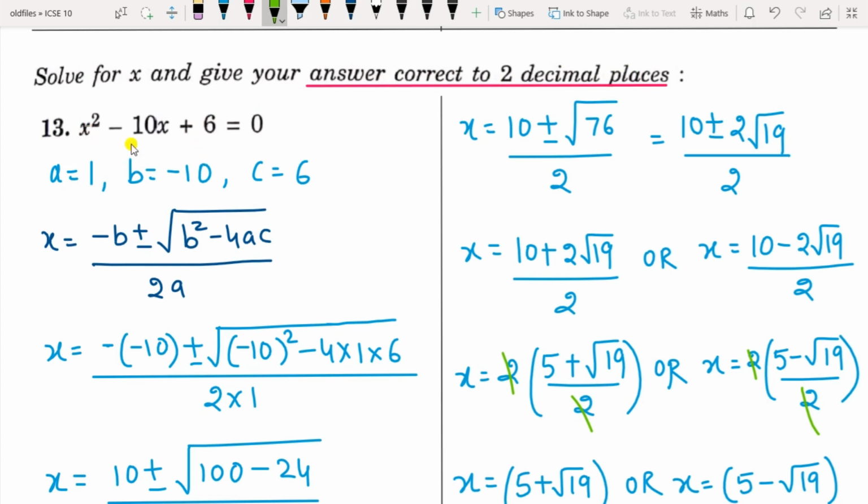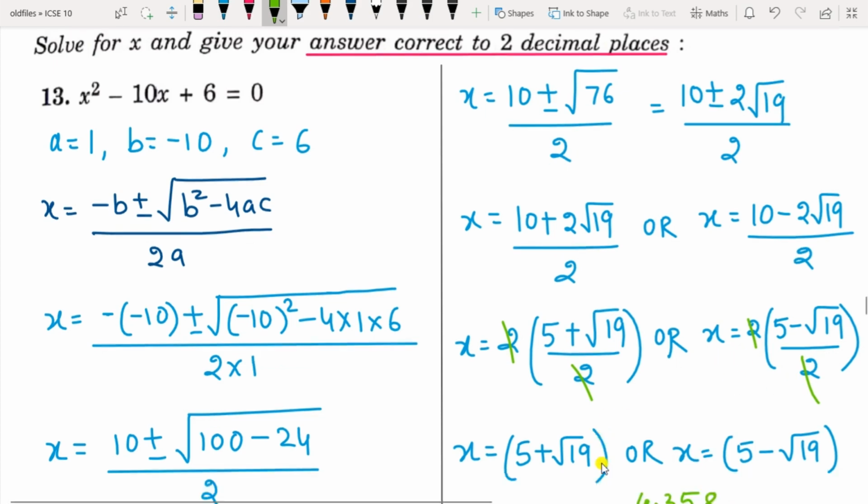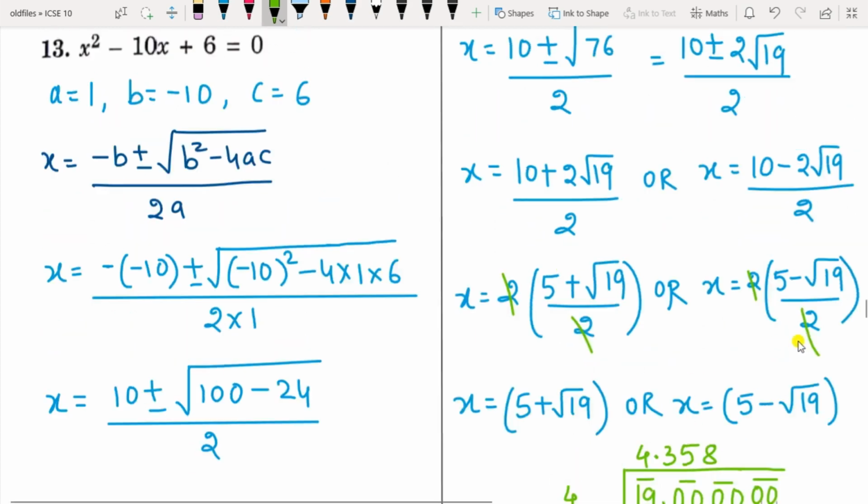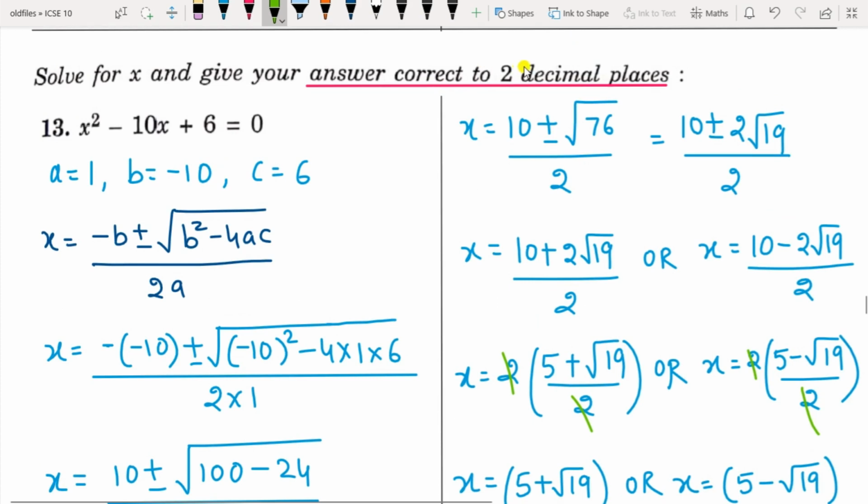So write A, B and C. Substitute the values in the quadratic equation formula. Now I have done it here. 100 minus 24 is 76. So 4 19s is 76, under root of 4 is 2 and the whole divided by 2. Okay. Now take out 2 common. On cancelling you are getting 5 plus root of 19 as first root and 5 minus root of 19 as second root.